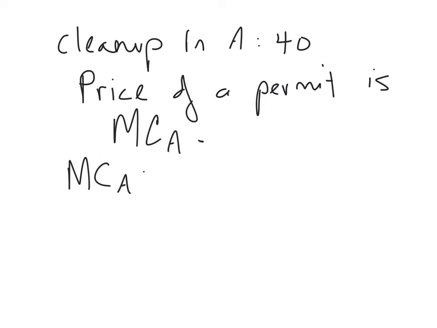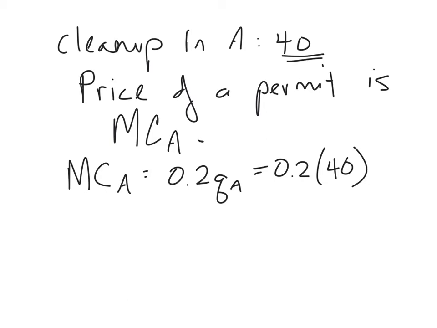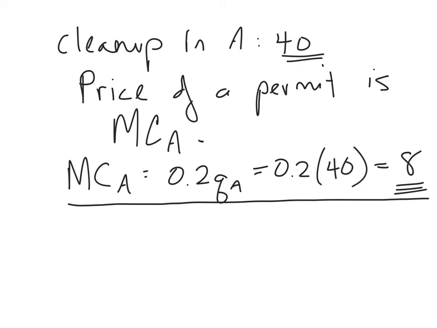MCA is equal to 0.2 QA, which is equal to 0.2 times 40. That 40 comes from their unregulated outcome being 60 and their cap being 20, so that difference has got to be cleaned up. And 0.2 times 40 is 8. So if there were no international permit trading system, the cost of one permit would be 8.